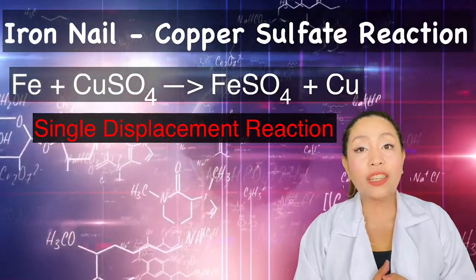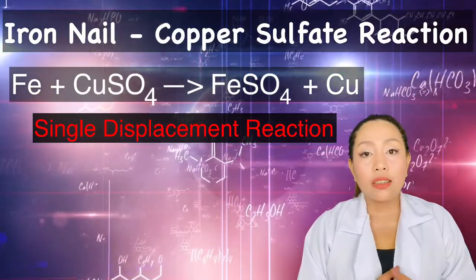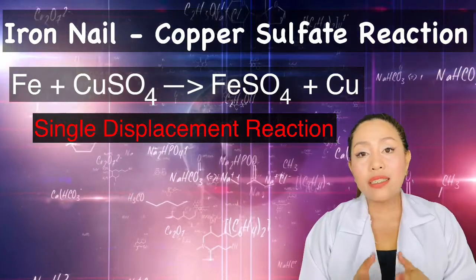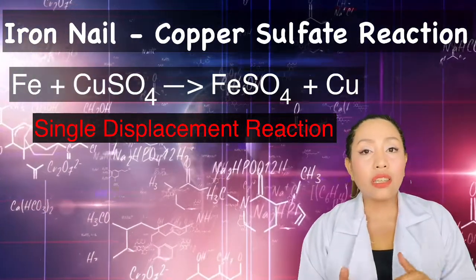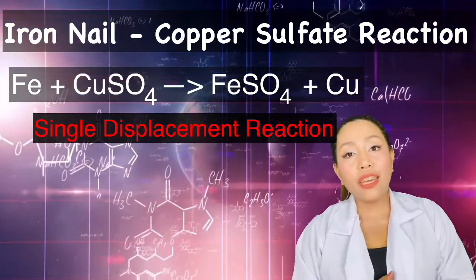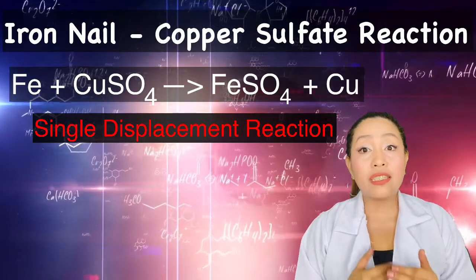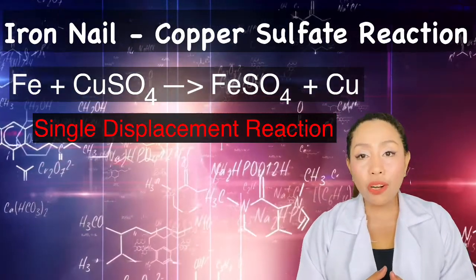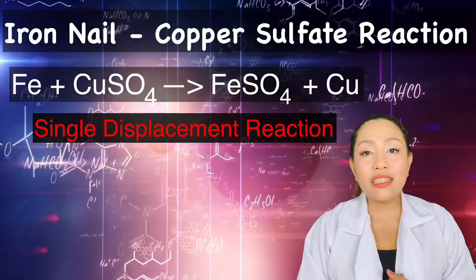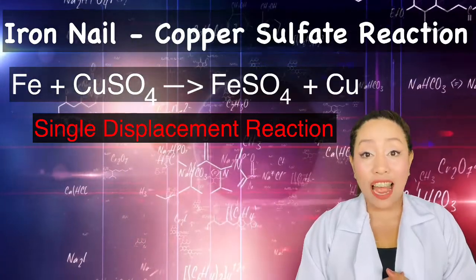Alright, so to conclude and to recap all the experiments that we had, let's discuss one by one. So for the first experiment, we had the iron nail and copper sulfate reaction. So it is Fe plus CuSO4, and it yields FeSO4 plus Cu. Therefore, we can conclude that it is a single displacement reaction.